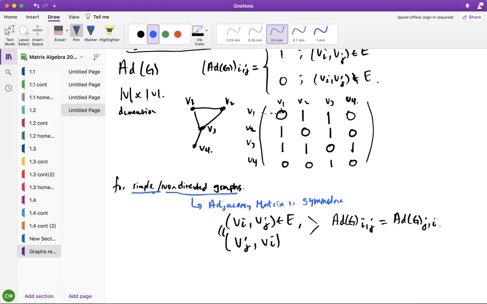And for simple graphs, there'll always be zeros in the diagonal, right, because vi is never in the edge set.